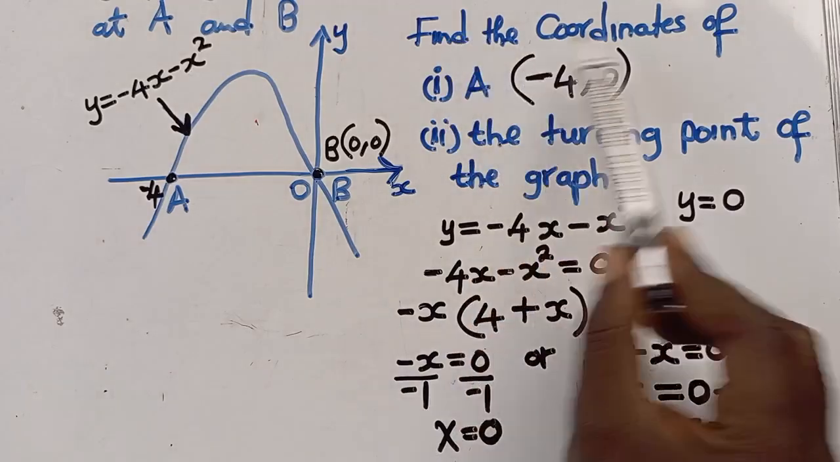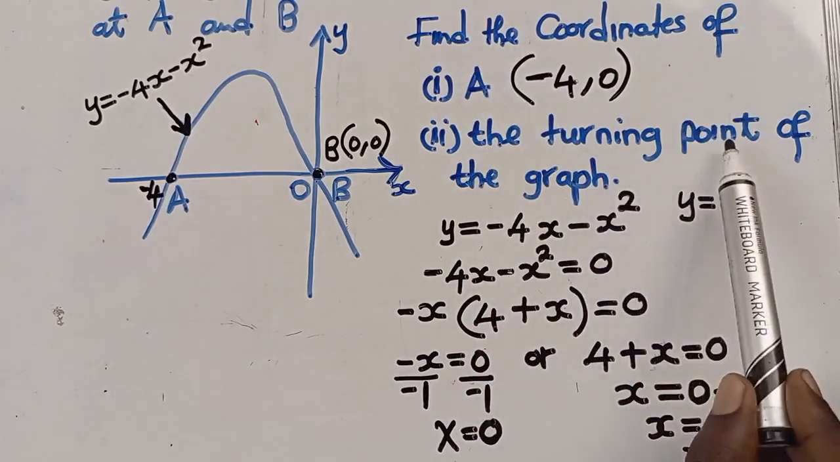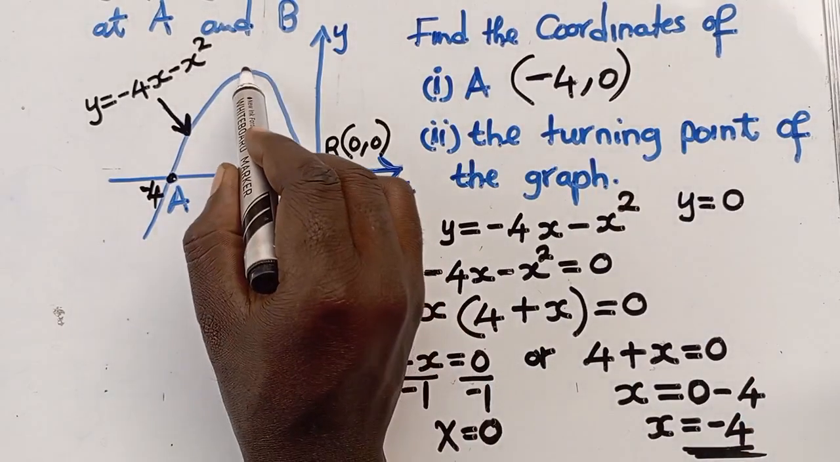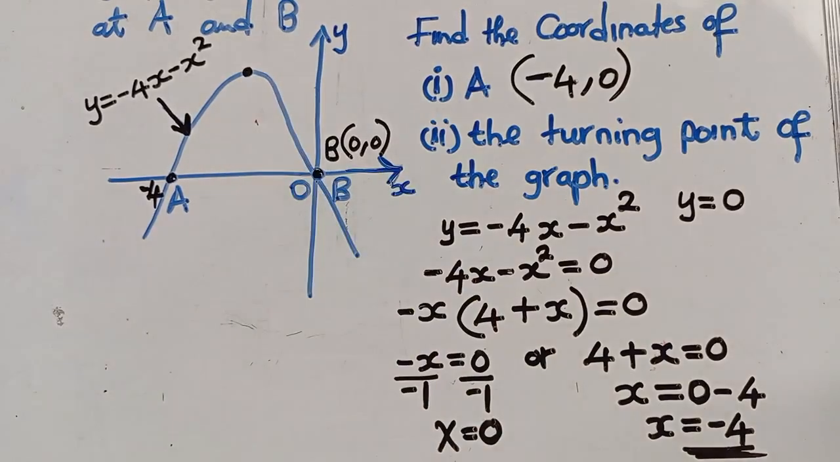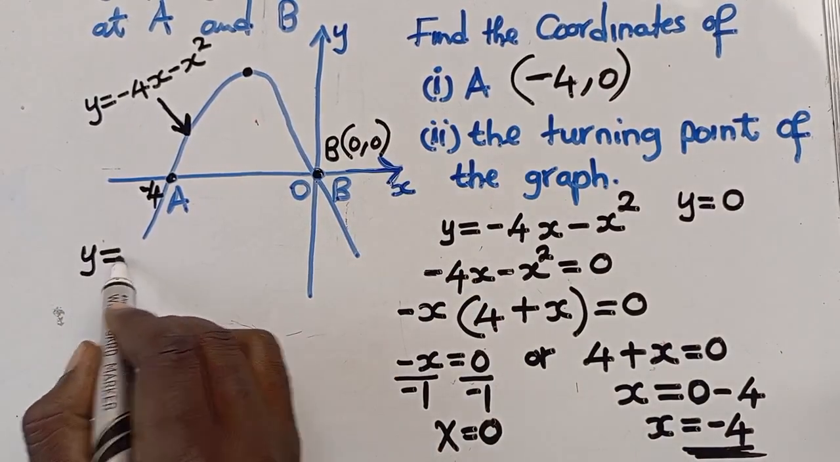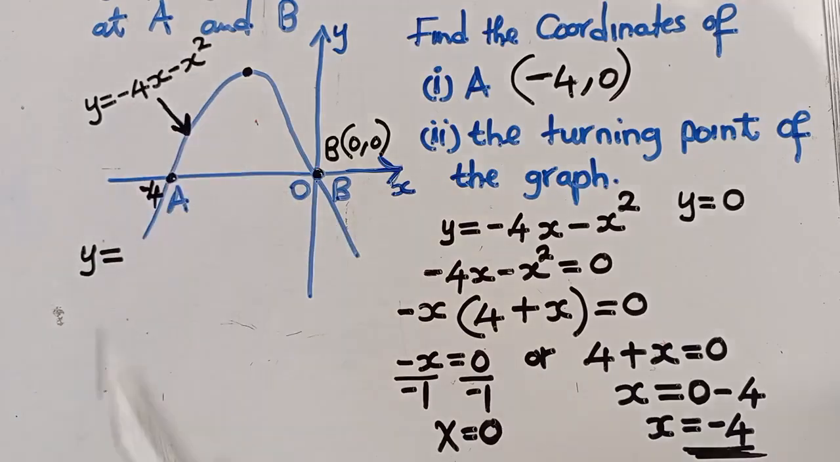We are told to find the coordinates of the turning point of the graph. Where is the turning point of the graph? The turning point of the graph is here. Have you seen? That is the turning point of the graph. Meaning I'm going to write the equation y is equal to. I need to rewrite this.